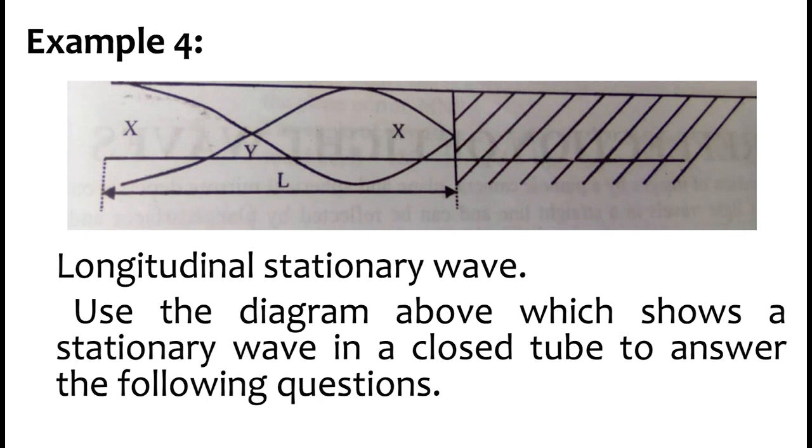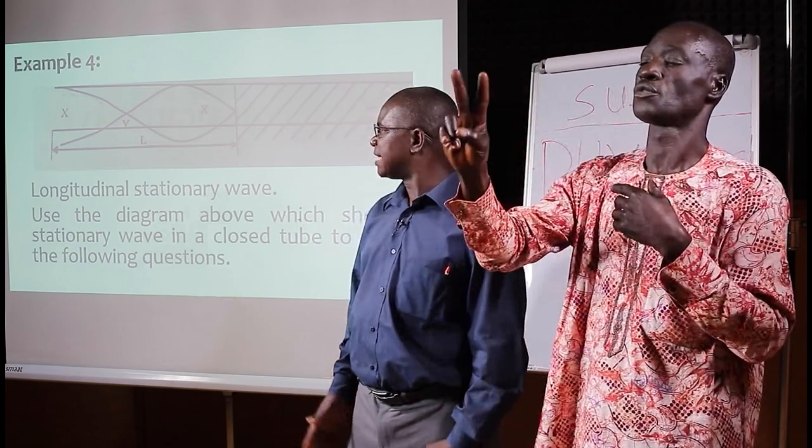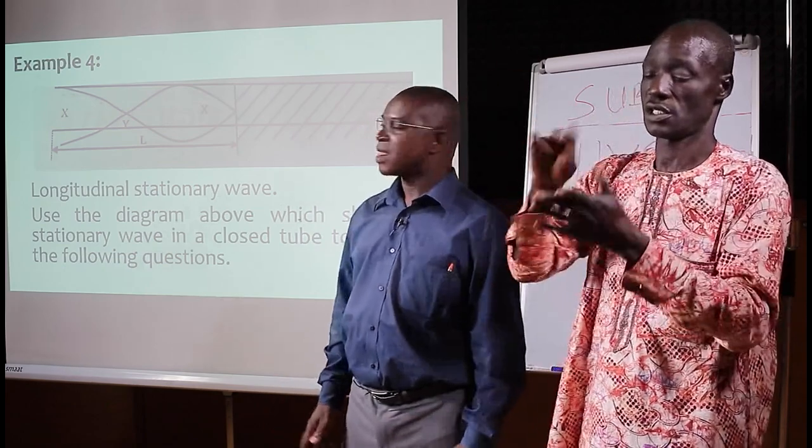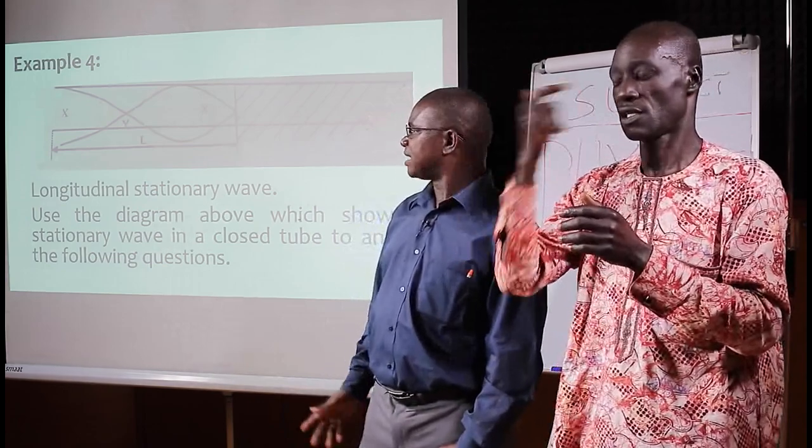There is a barrier given, so it is a closed pipe. It's a closed pipe because only one end is open. When both ends are open, we call it an open pipe. And so we have two nodes and two antinodes. The length of the tube will be capital L. For the longitudinal stationary wave, this diagram is given.